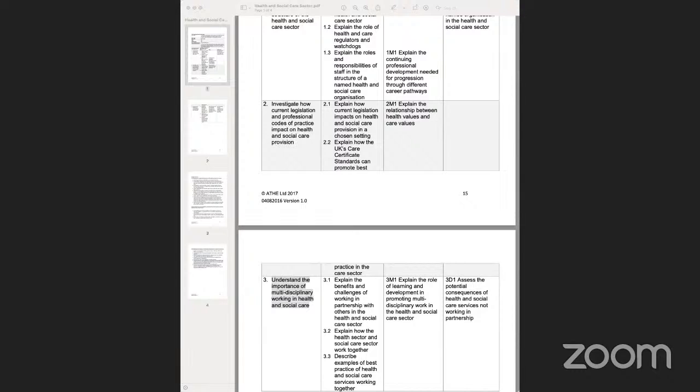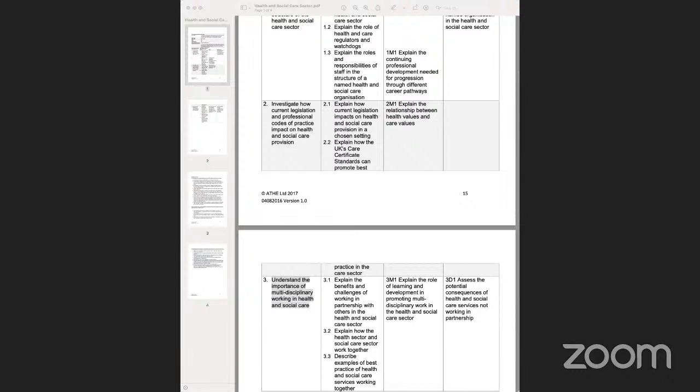Now, health and social care sector is a very important unit, one of the core units that you're going to study in this particular qualification, which is the level 3 diploma in health and social care. The reason I say that is because this unit is all about understanding how the health and social care sector works within the UK. The main part of this is the backbone of how health and social care services, primary care, secondary care, social care, public health, mental health services, and any other allied healthcare services are provided and delivered through the National Health Service in the UK.